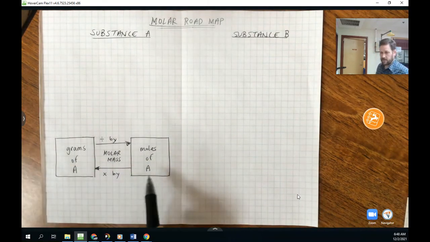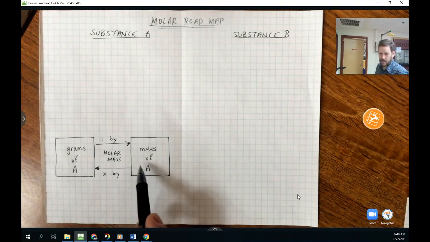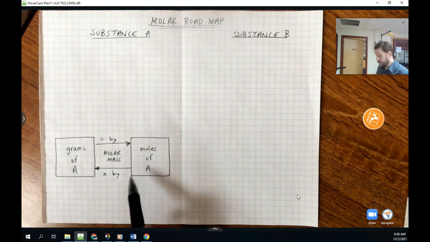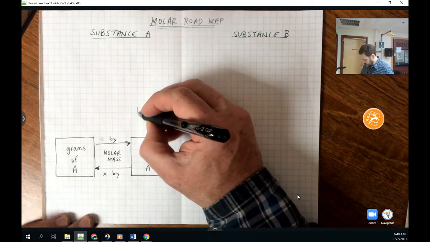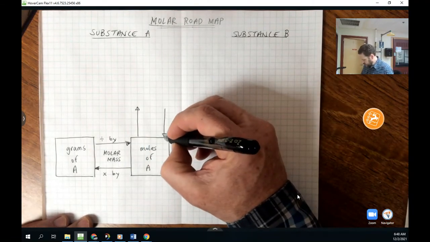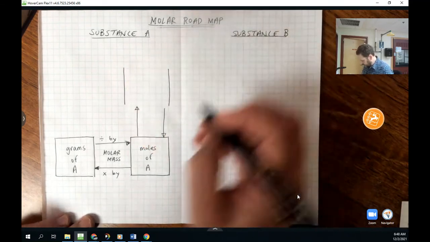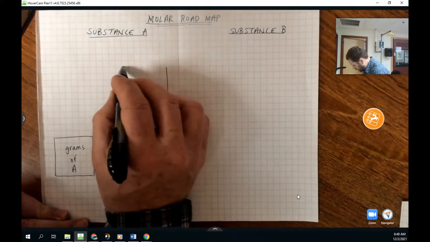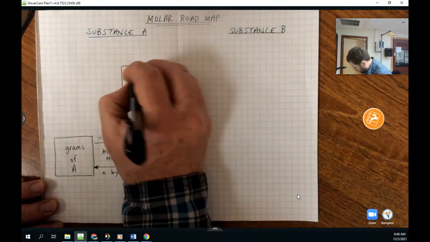The helpful thing about the mole concept is there's lots of places we can go from here. Once we know how many moles we have, we can convert to an actual number of particles. And I'm going to illustrate that with an arrow pointing up and an arrow pointing down to another box. We'll make this box the same size. And in this box, we're going to write particles of A, or number of particles of A.